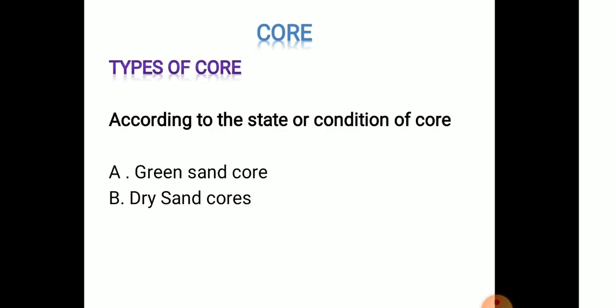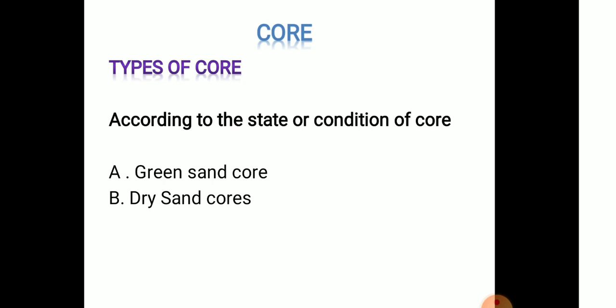Next is cores and types of cores. There are many types of cores. According to the state or condition of the core, there are two types. First one is green sand core and second one is dry sand core. Let's discuss the first one, green sand core. Green sand cores are formed by the pattern itself. A green sand core is a part of the mold. A green sand core is made out of the same sand from which the rest of the mold has been made.